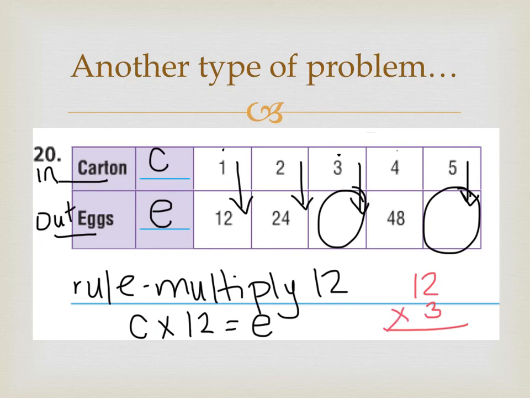Did you find that 3 times 12 is 36? And 5 times 12 is 60? Good job.